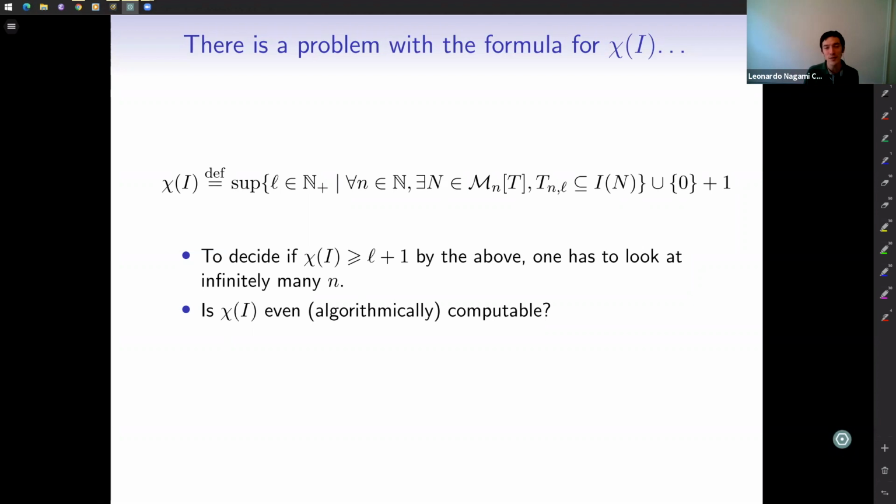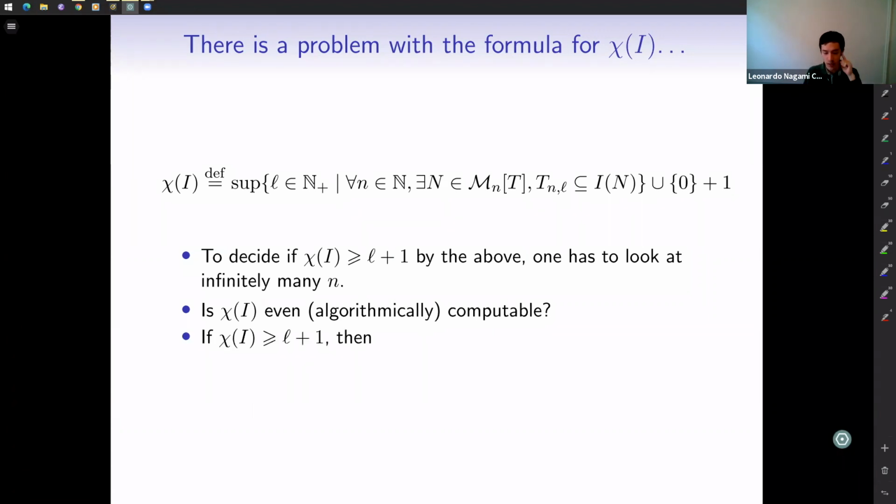So this formula in terms of algorithms is completely useless. The only way that you can prove that the chromatic number is greater or equal than L plus 1 is not with an algorithm, it's with an actual proof. So it doesn't give you an algorithm. So if we want an algorithm out of this, we might as well try to give a different formula for this. So let's ask ourselves.